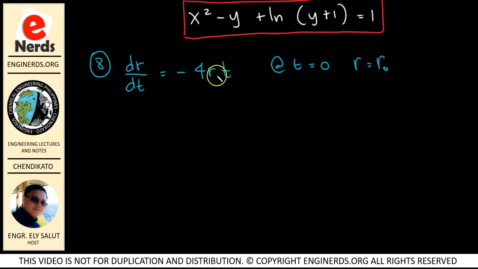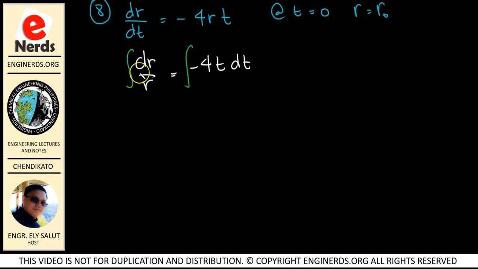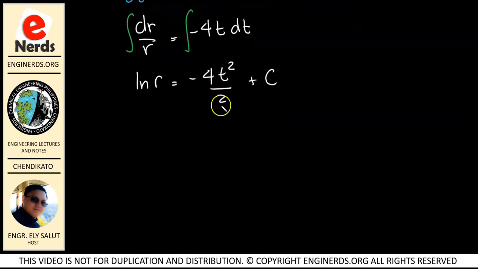Pinapakita lang sa atin kung ano yung magiging value natin once we solve our differential equation. Pagsamahin natin yung r and dr. So I will have dr over r is equal to negative 4t dt. Now we're going to take the integral of all our terms in here. The integral of dr over r is ln r. The integral of negative 4t dt is negative 4t squared over 2 plus our arbitrary constant c. Negative 4 over 2 will be negative 2. So I will have ln r is equal to negative 2t squared plus c.